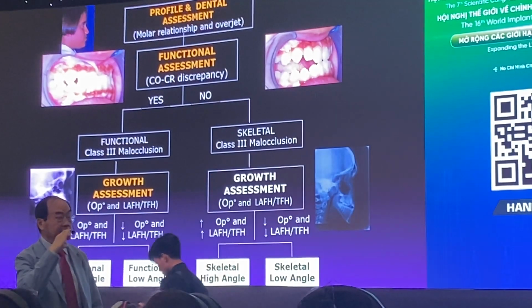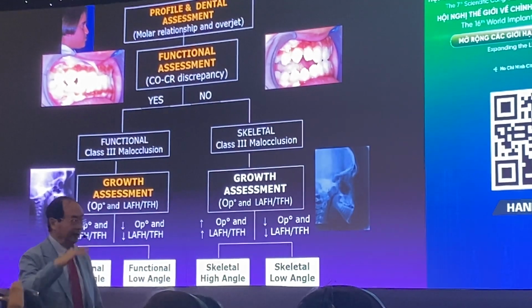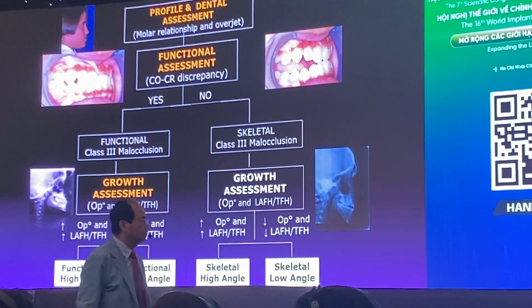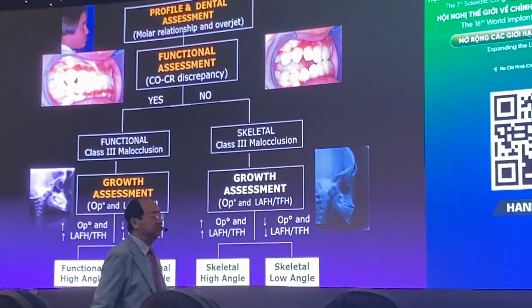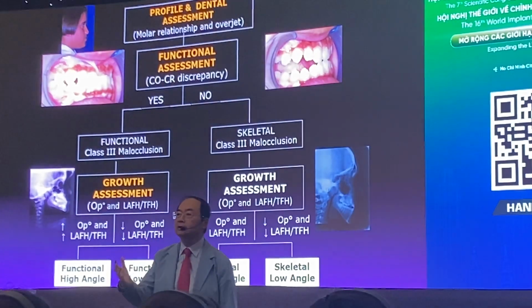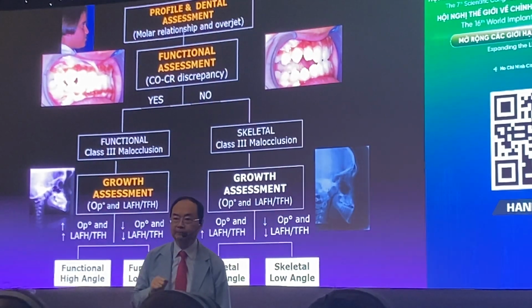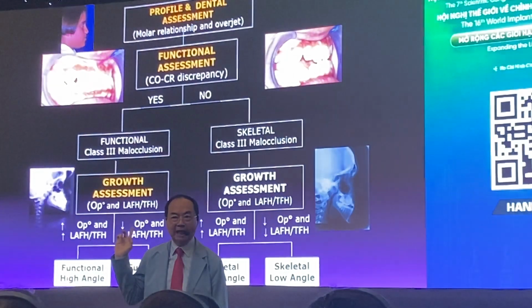The one that would be easiest for you to treat is the low angle. That means maybe decreased lower face height. And it's also functional. That means the patient has a centric occlusion, centric relation discrepancy. Okay? So that is for this slide.